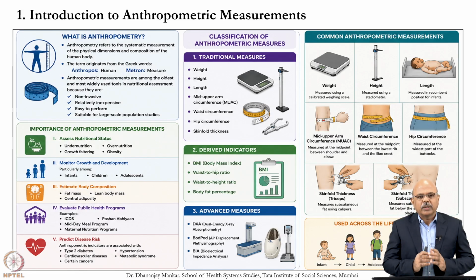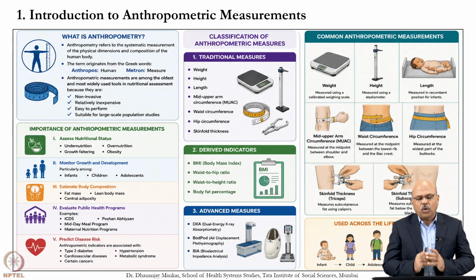As you all know, anthropometry is very important in epidemiological studies, and anthropometry refers to the systematic measurement of the physical dimensions and composition of the human body. The term anthropometry originated from Greek words, where anthropos means human and metron means measure. So it's a measurement of humans. These measurements are among the oldest and most widely used tools in nutritional assessment. You must know that it is non-invasive, relatively inexpensive, easy to perform and suitable for large scale population studies. That's the reason it is so widely popular.